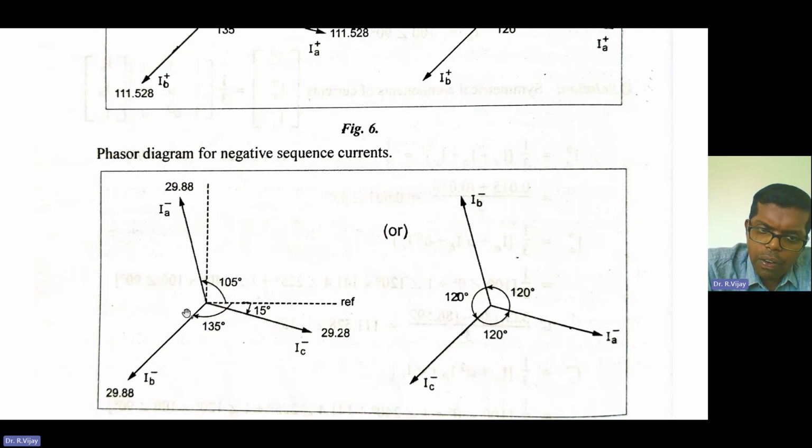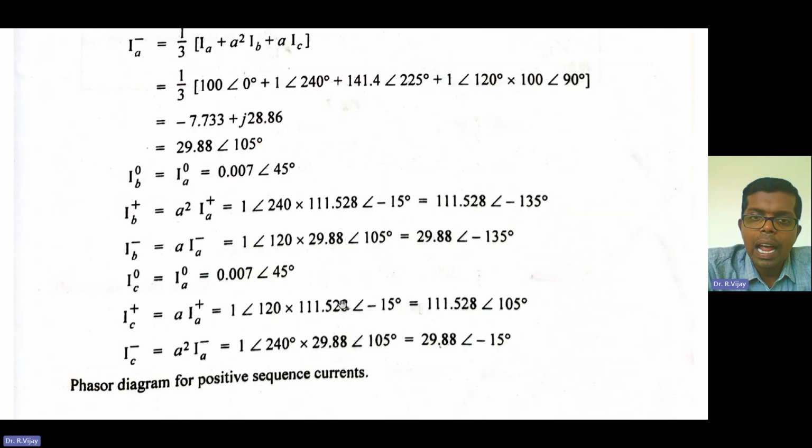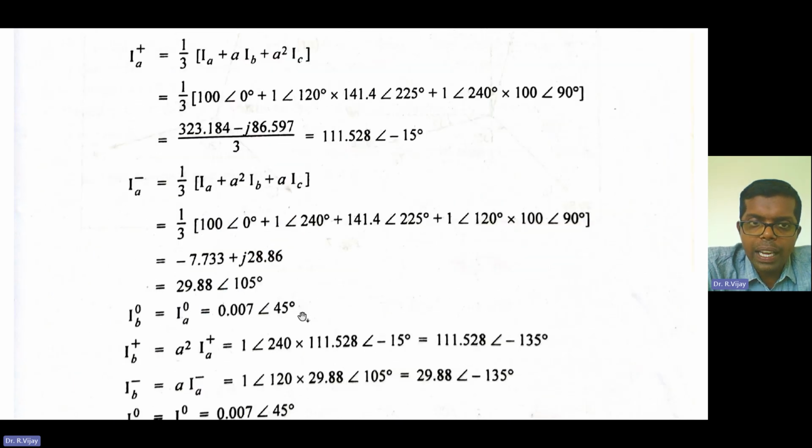Here it is 120 degrees by default, because if these two are 120, then this should be 120, as the whole is 360. So this should be 120 degrees only. If you measure with a protractor also, approximately it will come to 120 degrees. So this is how you need to draw the phasor diagram for negative sequence current as well as the positive sequence current, and the results also you can verify easily.